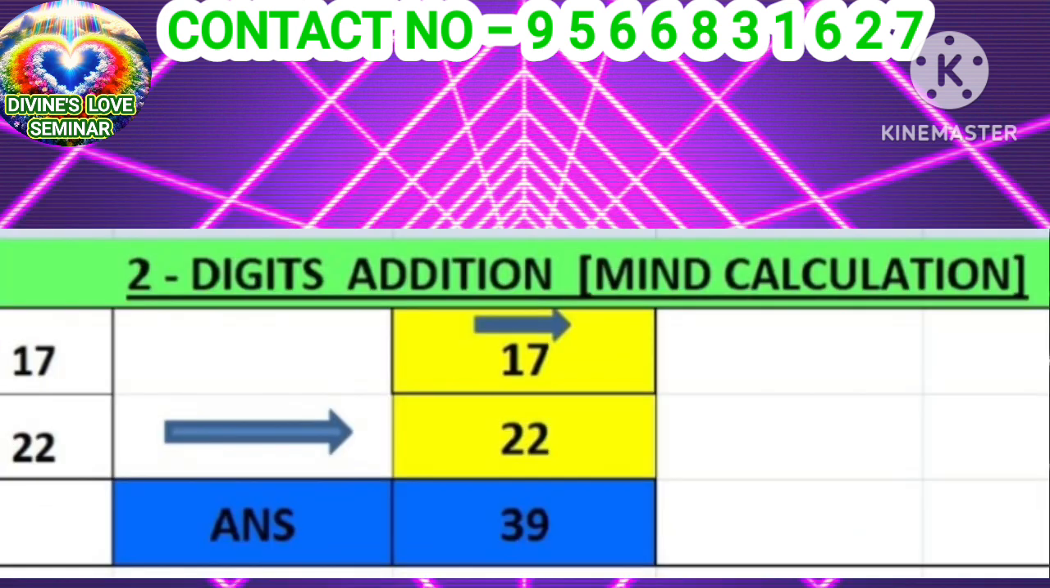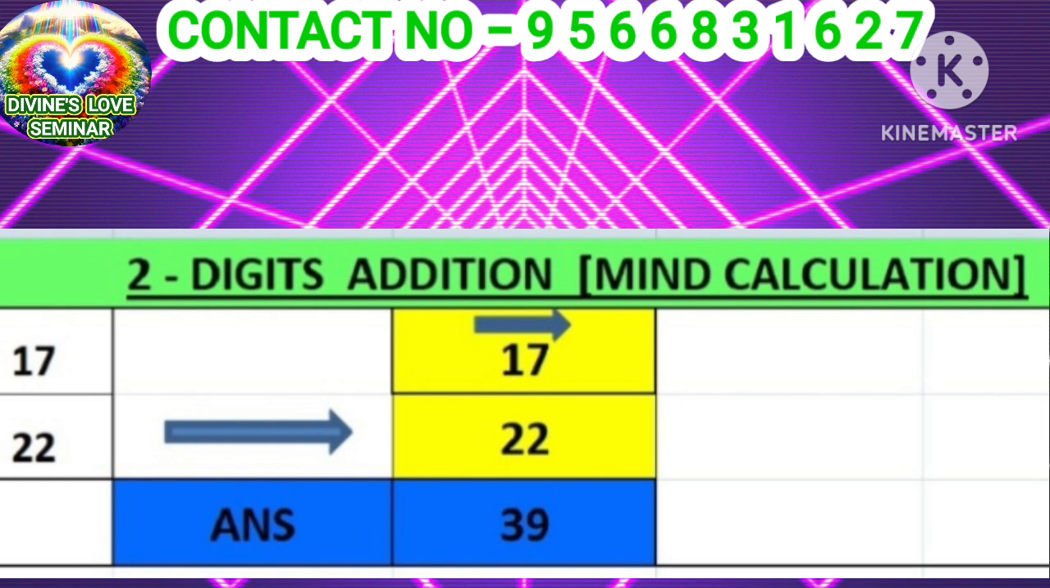Understand the mind calculation, 17 plus 22. In 17, how many tens are there? One ten. Down in 22, how many tens are there? Two tens are there. Now we will calculate from left side to right side only. We should calculate the tens place first, then the ones place. Everyone, see the image.